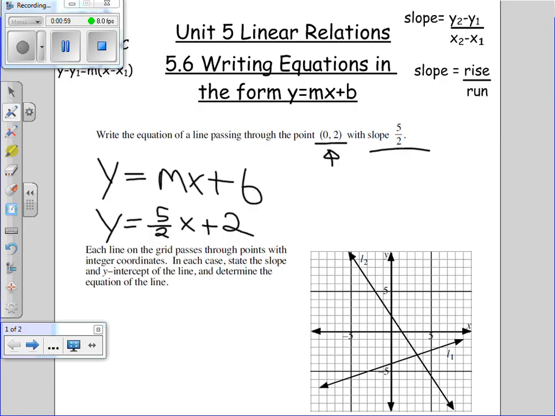Each line on the graph below passes through points with integer coordinates. Just meaning coordinates that are exact. So like 2, 0. In each case, state the slope and the y-intercept. So let's look at line 1. What is the y-intercept of line 1, which is this one, right here? What's the y-intercept of line 1?